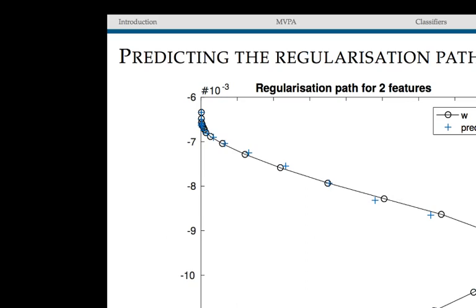So we start with a small value of lambda. As we increase it, that is the path that the coefficients take, and the pluses are actually the predictions I implemented. The way it works is once you've calculated, let's say, these three values, it fits a polynomial model and tries to predict the next value. And you see, in many cases, it's pretty close, and sometimes it nails it exactly.